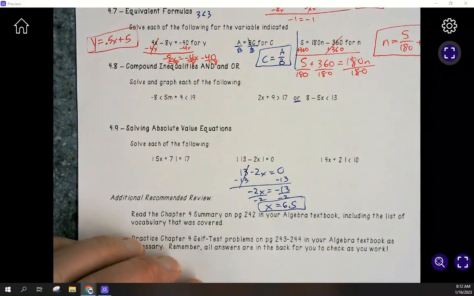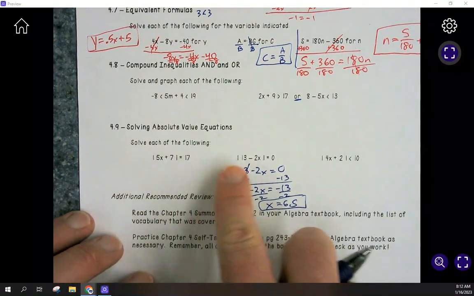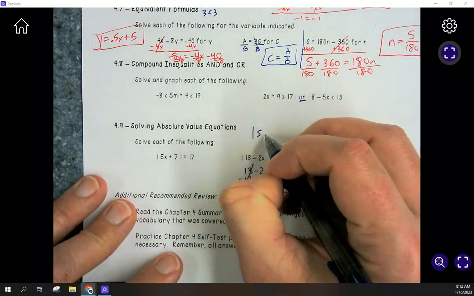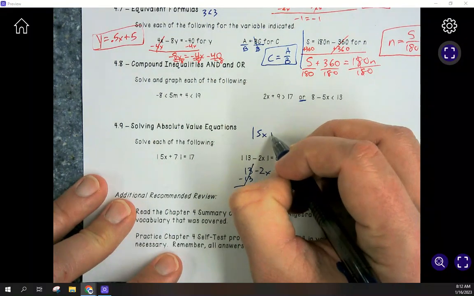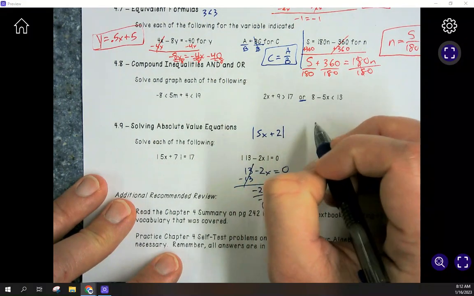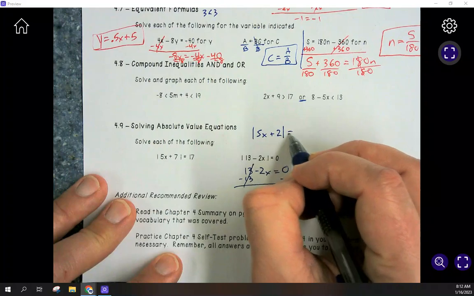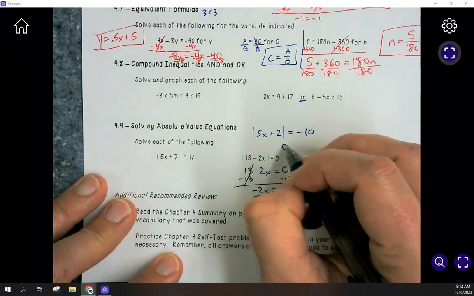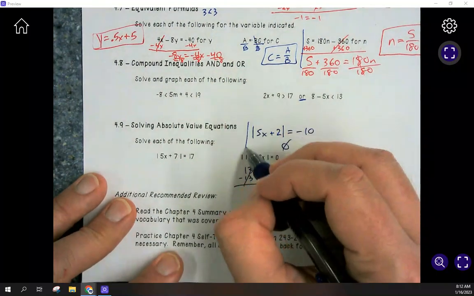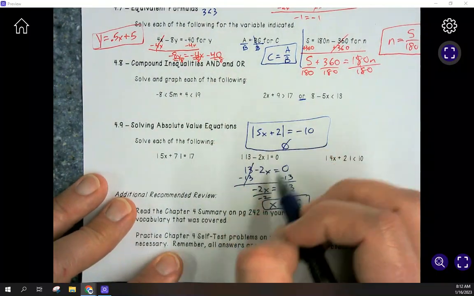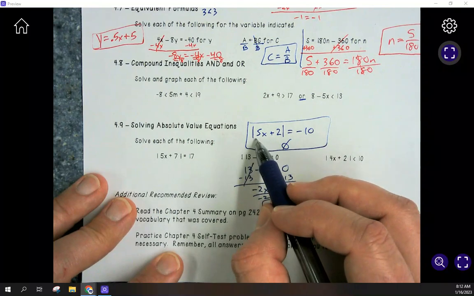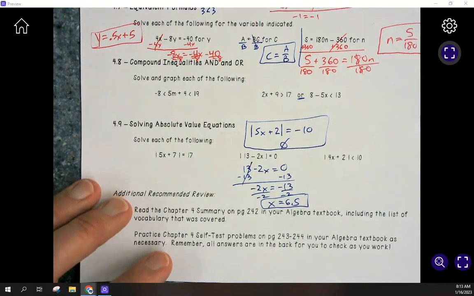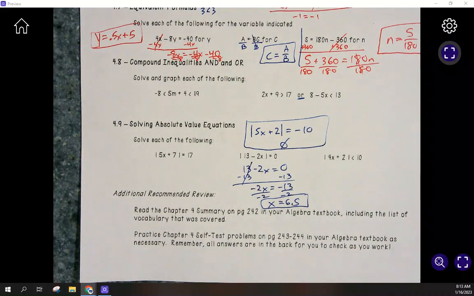One more thing I want to talk about that was not on here. I'm just going to make up a random problem here. If we have 5x plus 2, this isn't the important part. Anything inside absolute value and it equals a negative number, right? There is no solution. Okay, that's important. If we're taking the absolute value, it's going to produce a positive answer. So if you ever see something equal to a negative, you don't even have to do the work. It's automatically no solution because it is not possible.